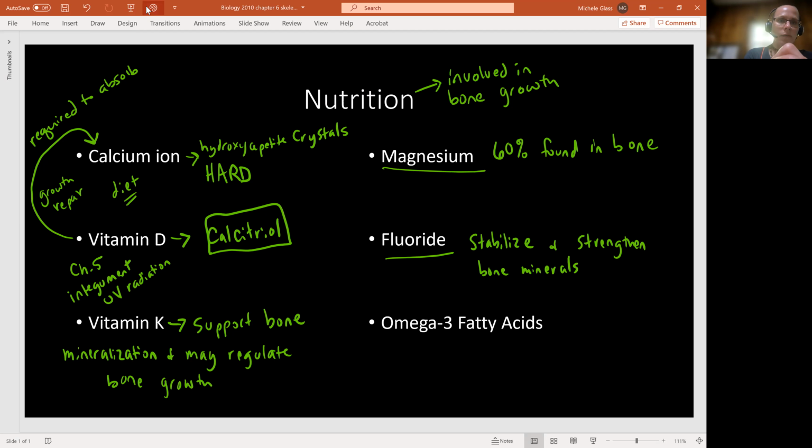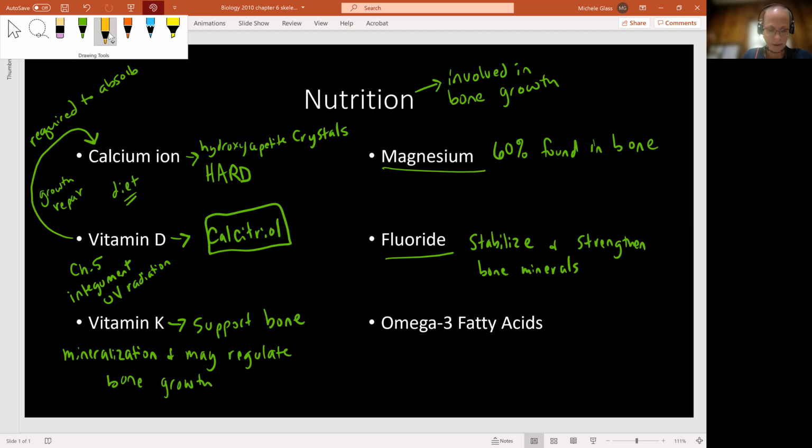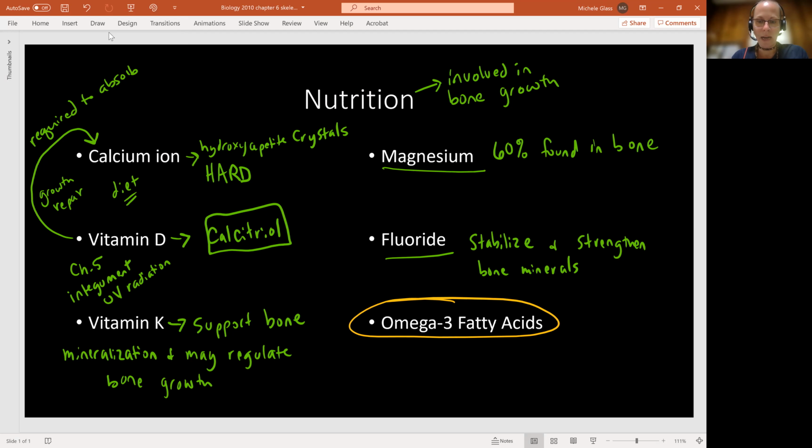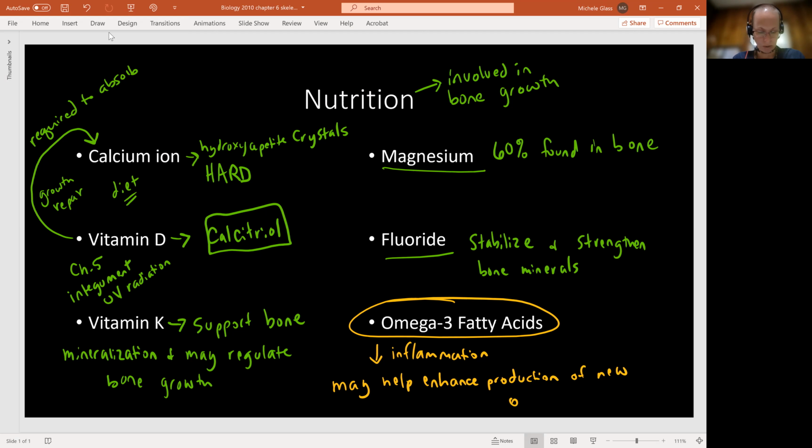And then the last for us to look at here is this omega-3 fatty acid. And what we'll see here is that we've talked about it before as being involved in reducing inflammation across body tissues. But here we may also see that it may help enhance production of new osseous tissue, that's new bone tissue.